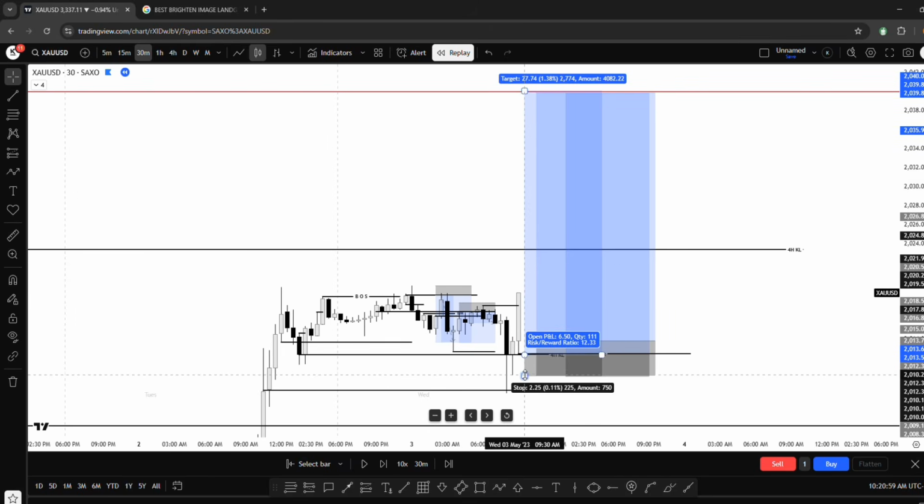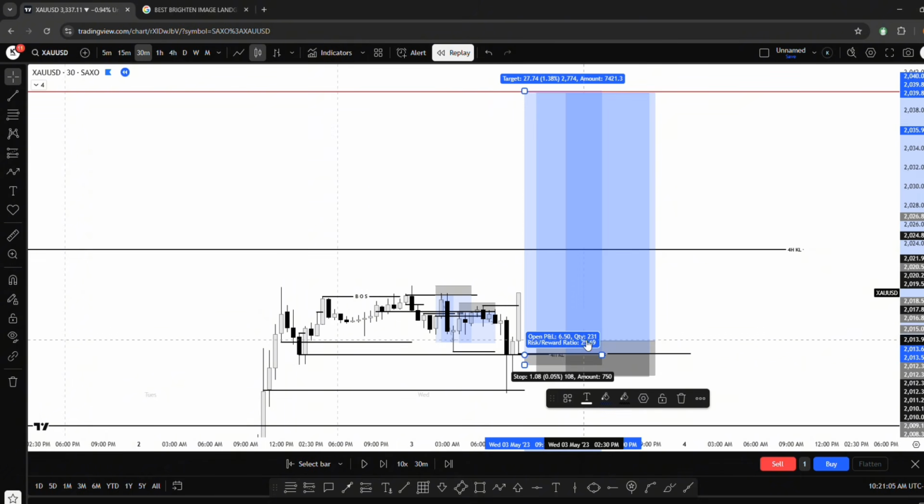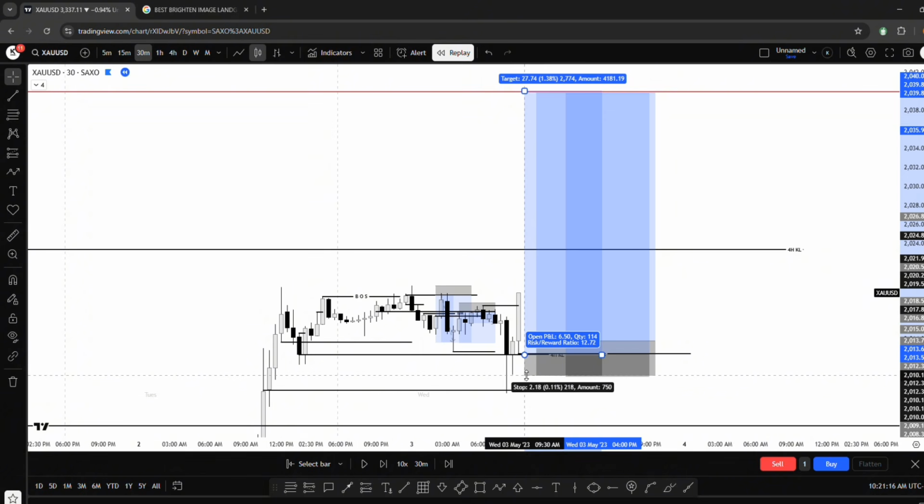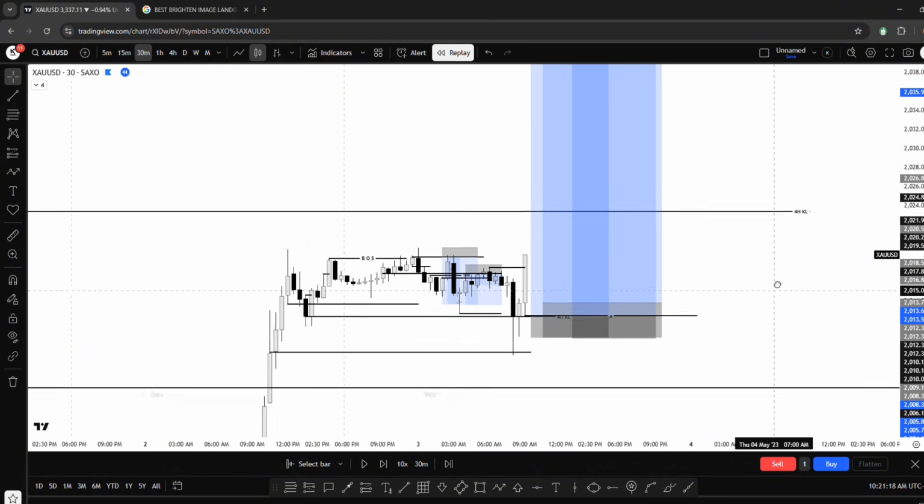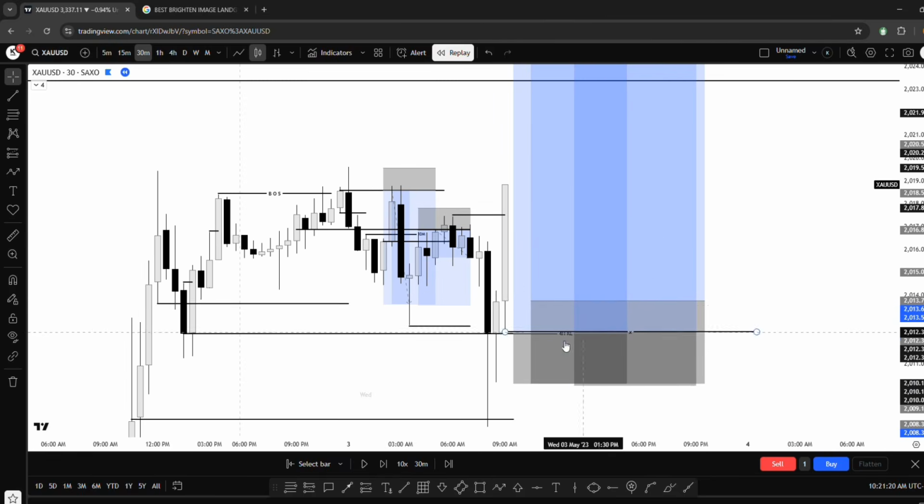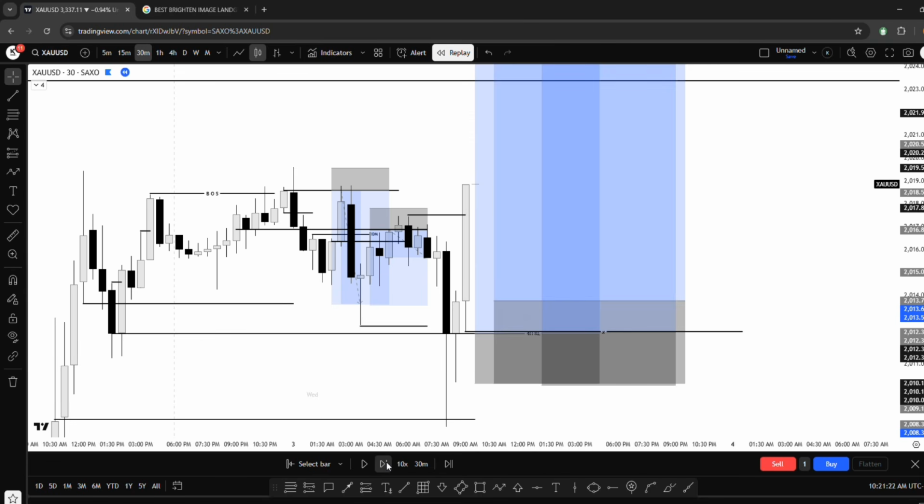Of course, if I reduce my stop loss now to this zone, you will see that the risk to reward ratio will increase, right? But you see, this is not the safest way to place your stop loss. Even if I know that price will push here, anything can happen. This is price action, this is the market, and of course this is gold. So let's play price and see what happens.